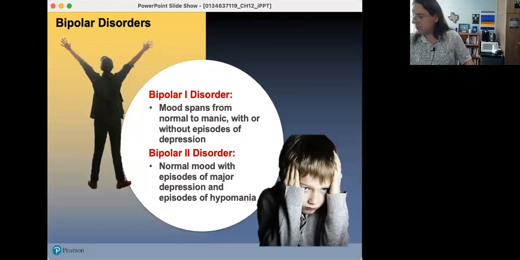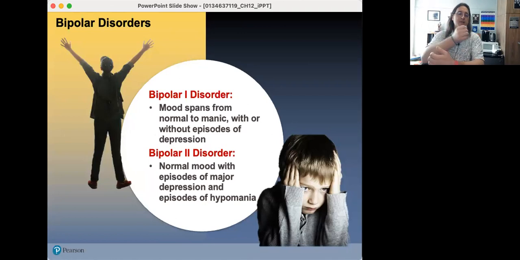And like I said, bipolar and depression are usually pretty common. Now, there are some marked differences between the two subclassifications for bipolar disorder, bipolar 1 and bipolar 2 disorders. Bipolar 1 mood usually spans from normal to manic with or without episodes of depression. So we see that level line where they get to good, but then they spike up occasionally during those periods of mania, and then they kind of go back down, right?